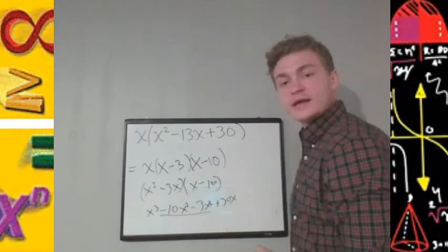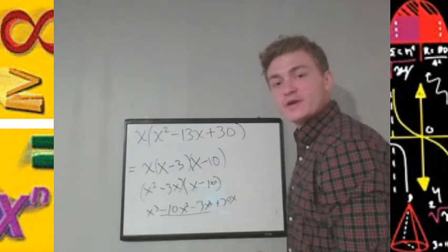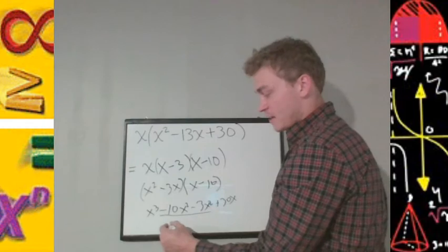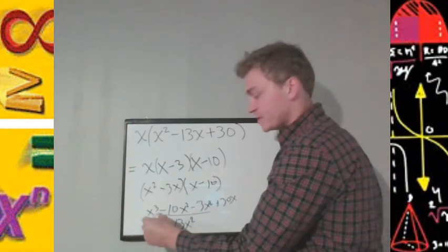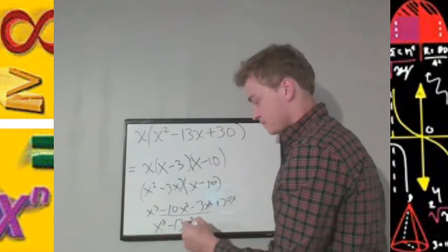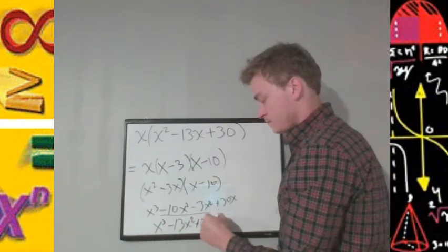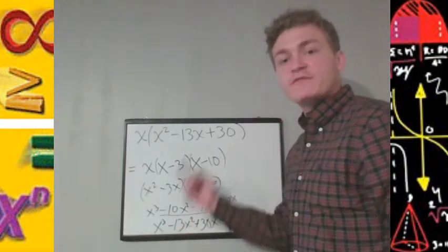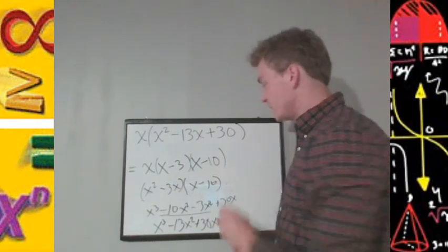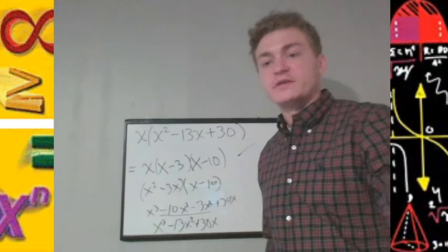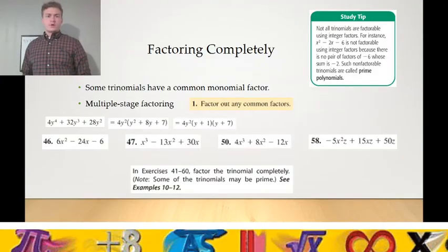Combining our like terms, negative 10x squared and negative 3x squared, to get our minus 13x squared, and writing out the rest of our terms. So it confirms here that our factorization of x times x minus 3 times x minus 10 is the correct factorization there. Looking at number 50, 4x cubed plus 8x squared minus 12x.